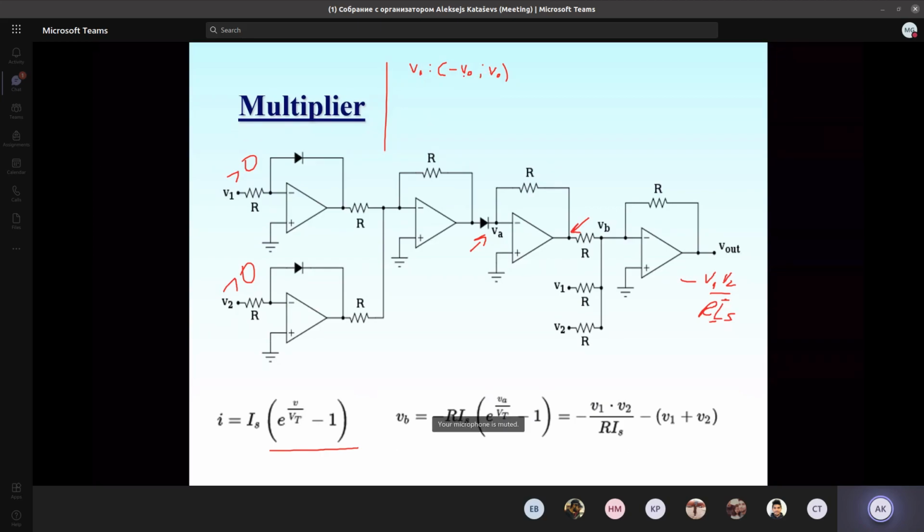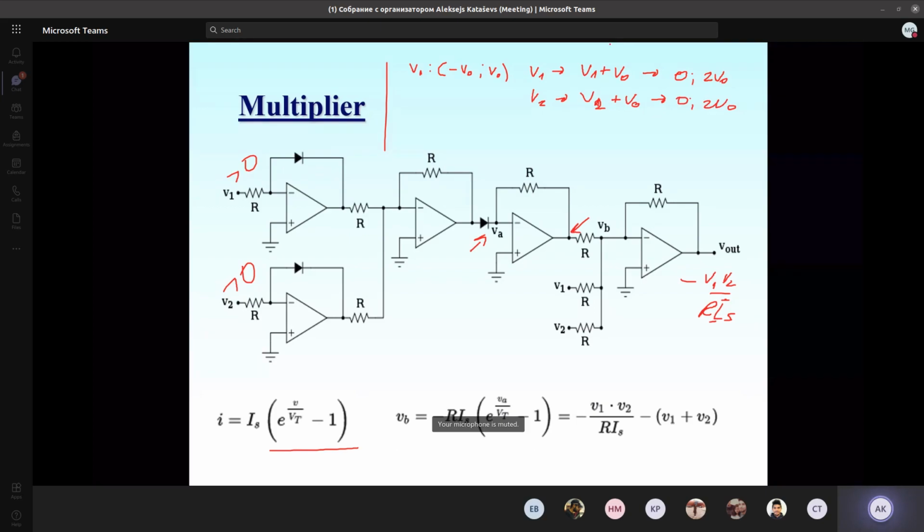What we actually could do, before we send the data to the multiplier, is transform our V1 by adding V0. And then the result will change from 0 to double V0, but will be positive. The same we will do with the second voltage. We transform it to the voltage V2 plus V0. It will be in this range too.